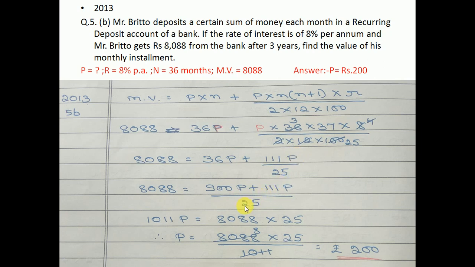Now you can shift this 25 to the other side. So it is 8088 into 25. 900 plus 111 is 1011P. Now P is equal to 8088 into 25 divided by 1011, so 1011 will come this side. Simplify, you get 200. You need to practice this question, maybe more than once, because maturity value is given. You have to go with this method: taking the LCM of the figures, then cross multiplication and simplification. Please redo it one more time if you feel not comfortable with it.